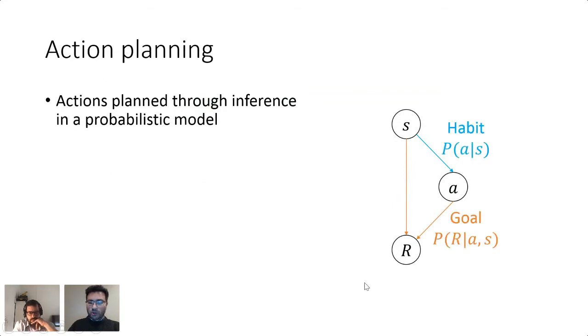And in the DOPACT framework, two different systems learn different relationships between the variables. The system shown in orange learns how the reward depends on the action in a given state. I refer to it as the goal-directed system because it can infer the action required to get a particular reward. The second system, shown in blue, learns which action should generally be selected in a given state. I refer to it as the habit system because it suggests actions without considering the reward available.